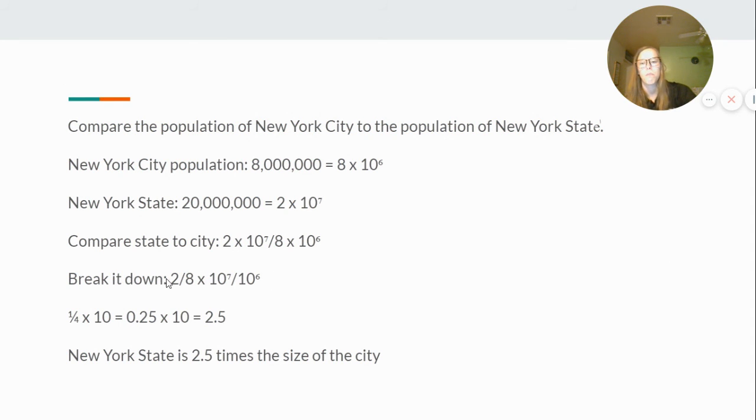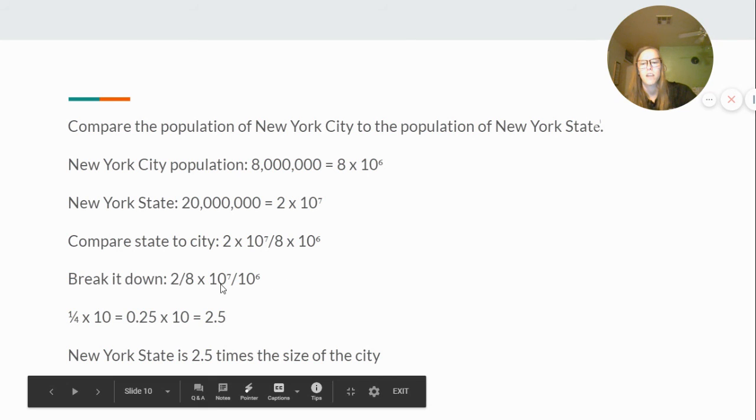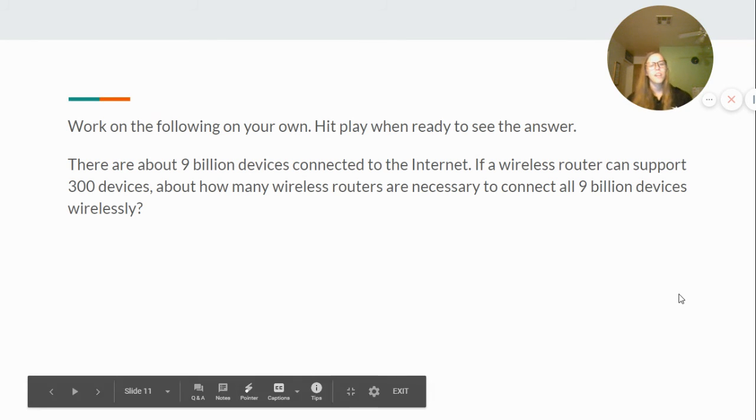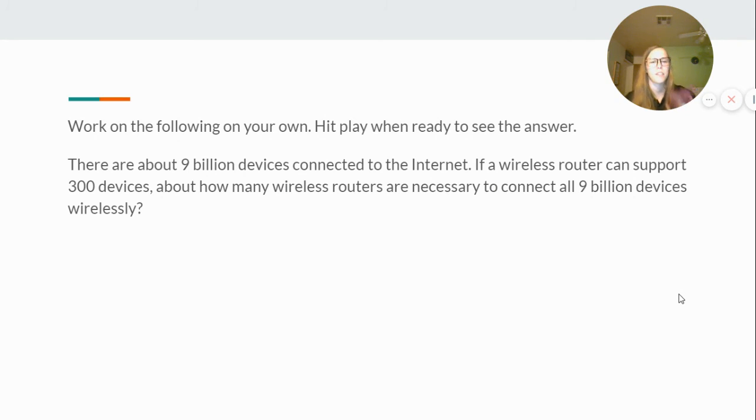Okay, so we break it down, 2 divided by 8 times 10 to the 7th divided by 10 to the 6th. So we would take 2 over 8, which is 1/4, and 7 minus 6 is 1. So 1/4 times 10, which we can then figure out, which is 0.25 times 10 equals 2.5. So New York State is 2.5 times the size of the city, as far as population goes. Work on this one on your own, and then when you're ready, hit play to see the answer.